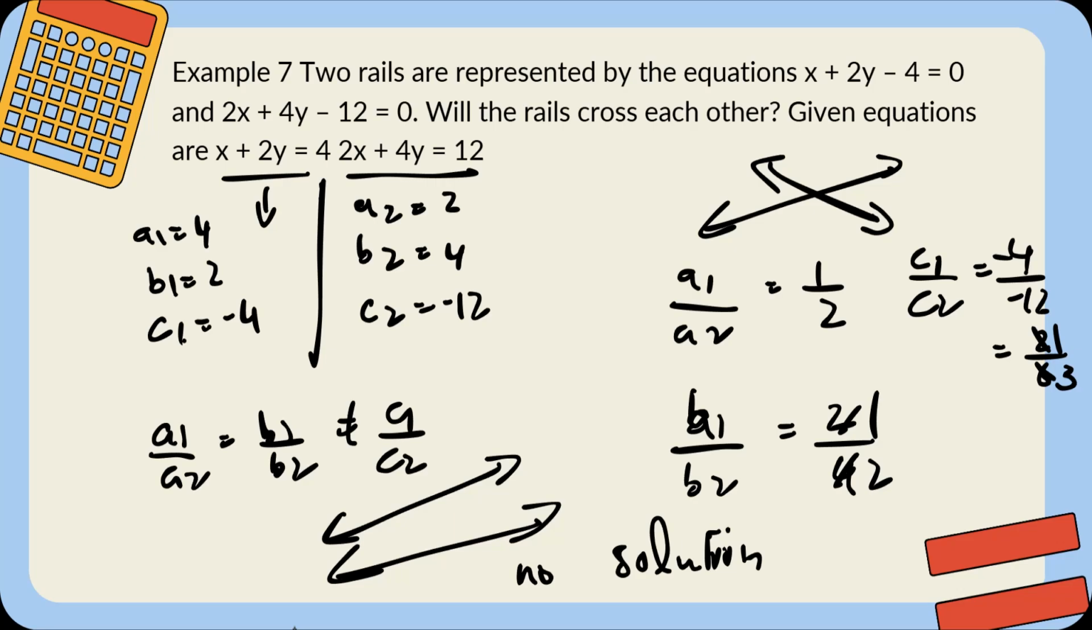For them to cross each other, what should have happened? For them to cross each other, a1 by a2 should not be equal to b1 by b2. This is when they cross each other, and you'll get a unique solution.